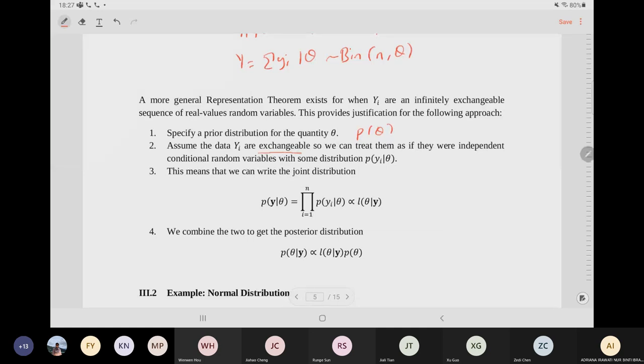Then your Yi are conditionally independent given theta, and you have your data, for example Y1 to Yn. If you write the joint distribution of your data given theta, it is the product of the probability for each Yi given theta, which is proportional to your likelihood of theta given Y. If you combine the two, you get your posterior: the likelihood multiplied by the prior.